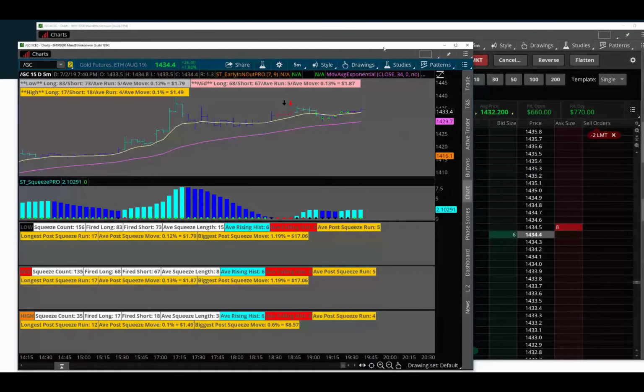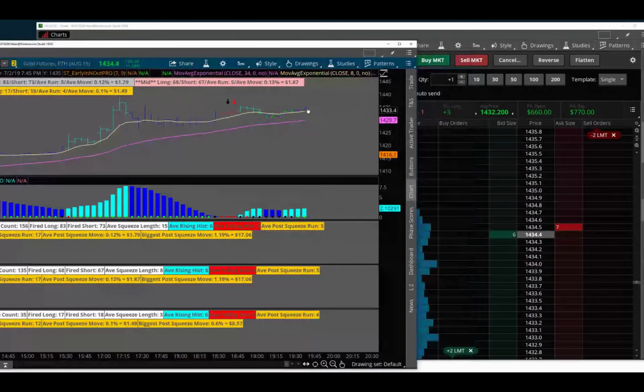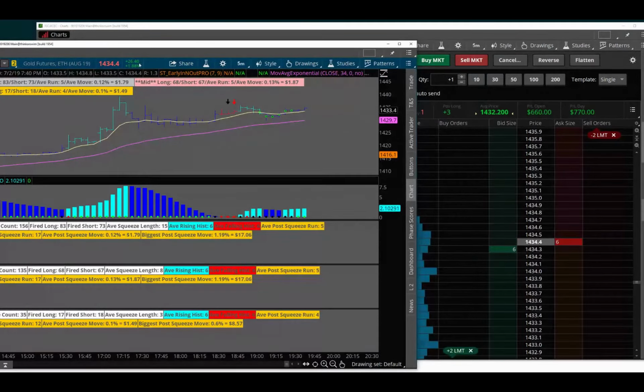And in fact, what I want to do here is, since we're kind of 2 dots in and the average move is about $1.50, okay, well, we got in at 32.20 and we're at 34.40. So we're kind of at the average move for a squeeze. Now, I like to keep some on as long as we're kind of moving along here.